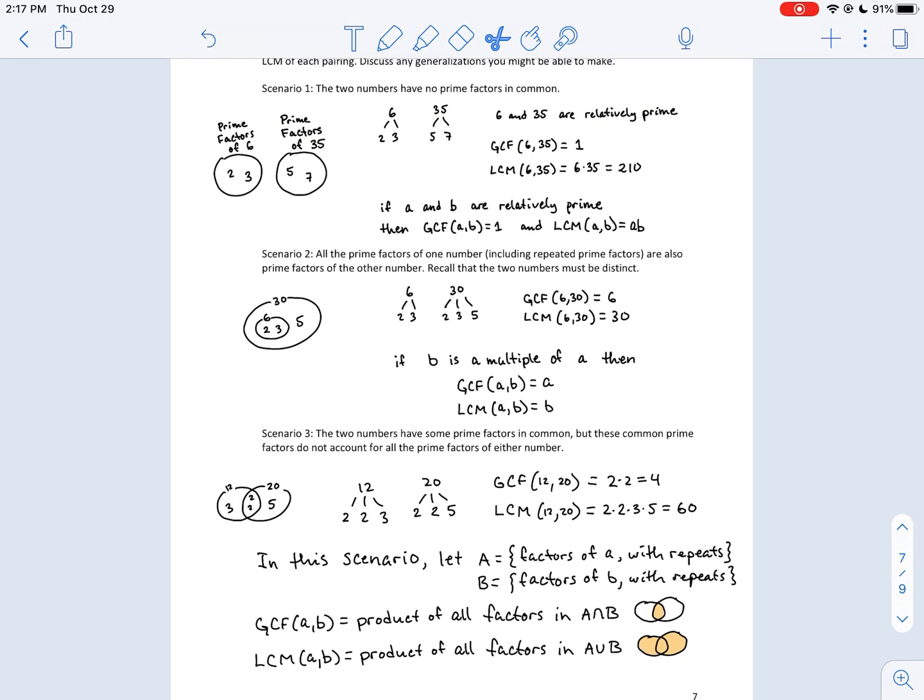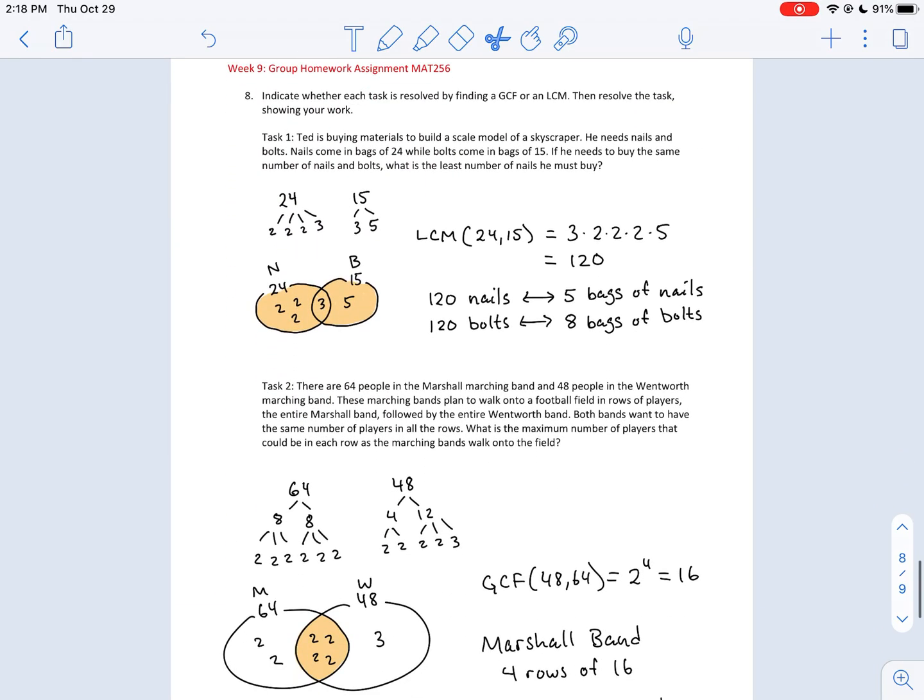Okay, so this is probably the most challenging thing. I don't think any group came up with a generalization that was satisfactory to me, but hopefully these solutions will help you see this in a different light when you're doing the LCM or the GCF of two numbers given these three possible scenarios.